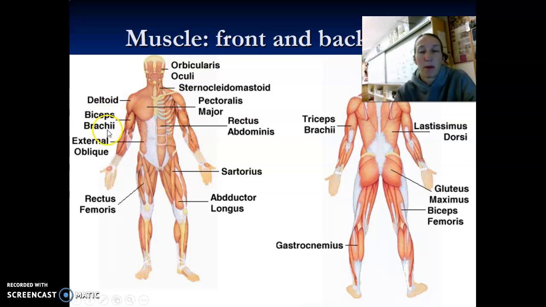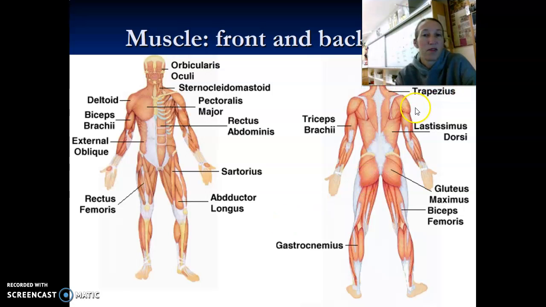The full name is the biceps brachii. Your abs, it's actually called your rectus abdominis. Your pecs, that's your pectoralis major, right? There's your calf muscle, the gastrocnemius. You probably have heard about the butt muscle, the gluteus maximus. And so just some different muscles that you can look at and be familiar with.